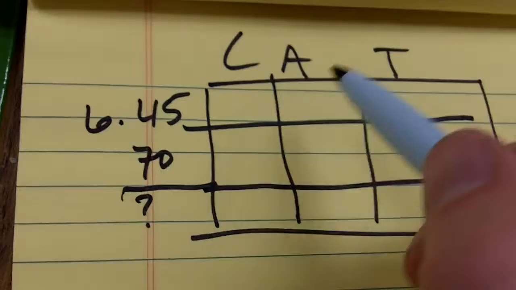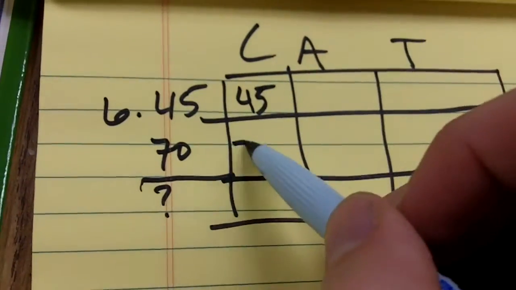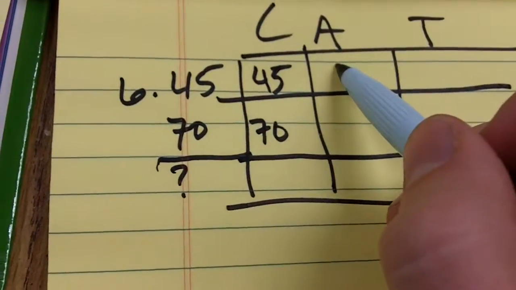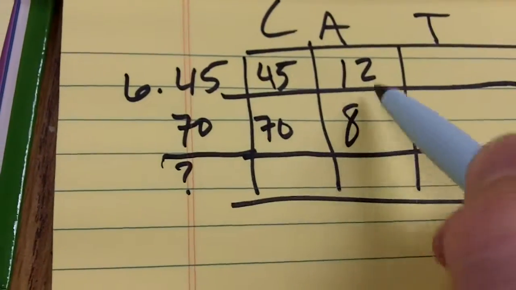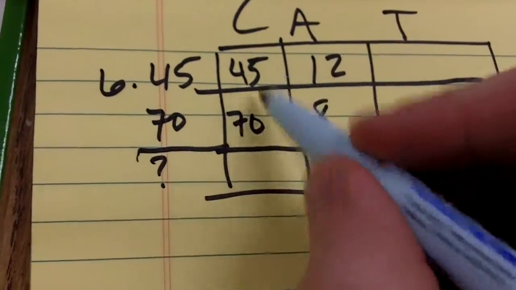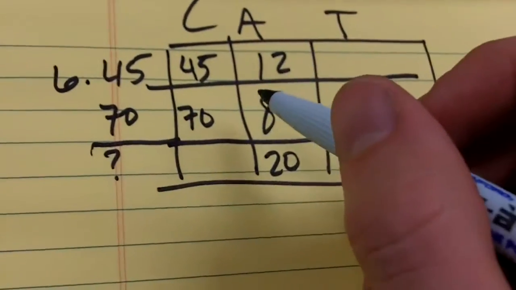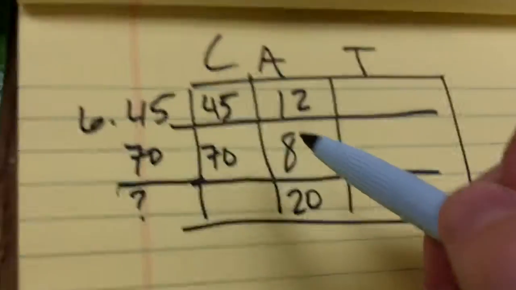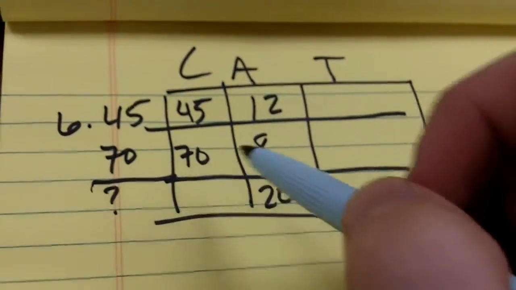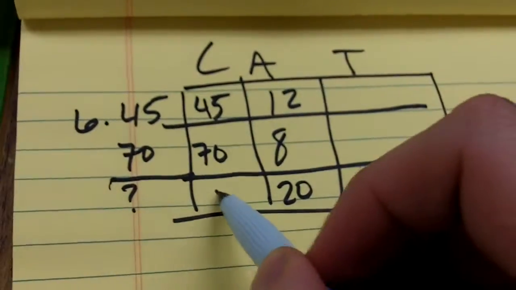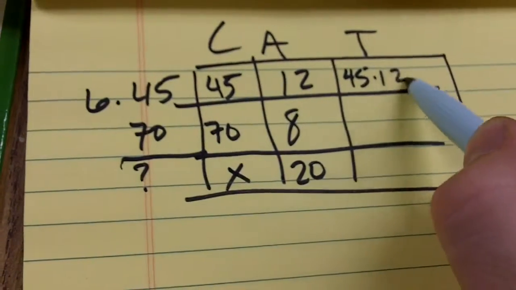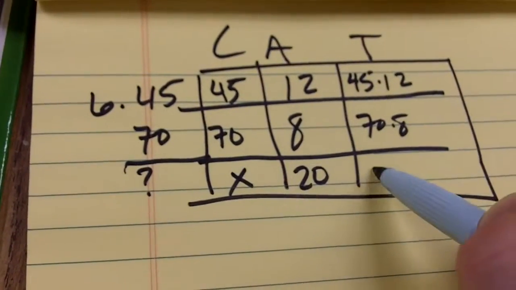What do we know? We know the concentration of one is 45 and the concentration of the other is 70. We also know that we have 12 liters of this and 8 liters of this. How many liters do I have total? 20 then. I just add those up. Can I add the concentrations up? I could actually use a little bit of addition and division if there was the same amount, but since there are different amounts, no, I can't. So this is actually what I'm looking for. I'm going to call that x. Find the totals: 45 times 12, 70 times 8, and 20x.